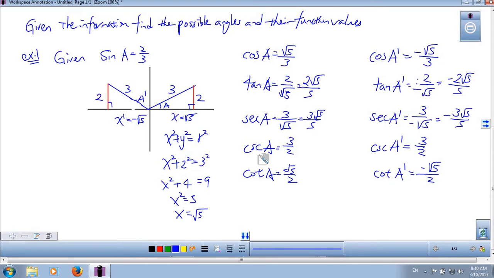Alright, so that's how we solve this kind of problem. When you're given information about an angle, we want to find the two possible angles. There are two of them, because there could always be two quadrants that satisfy this situation, and then we want to find their values.